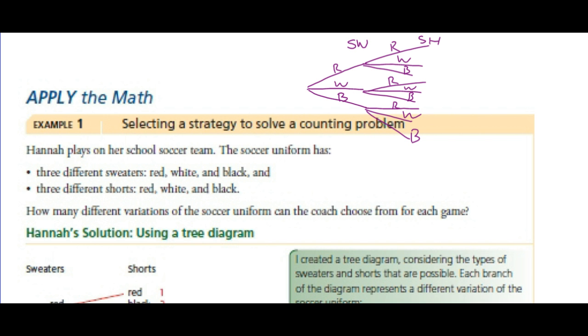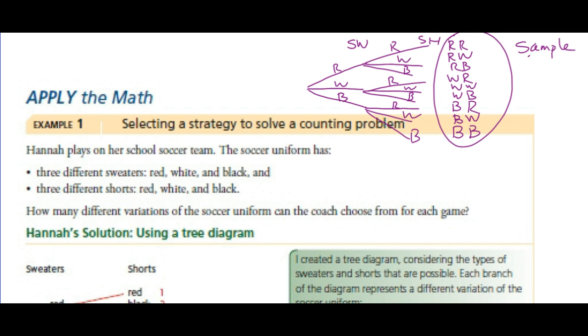Now, if we list the outcomes, maybe we want the sample space. Here we can wear the red with the red, red with white, and red with black, and here it's white and red, white and white, white and black, and here it's black and red, black and white, and black and black. So how many outcomes are there? There are 9 possible outcomes, right? This is the sample space. It's a list of all the possible outcomes.